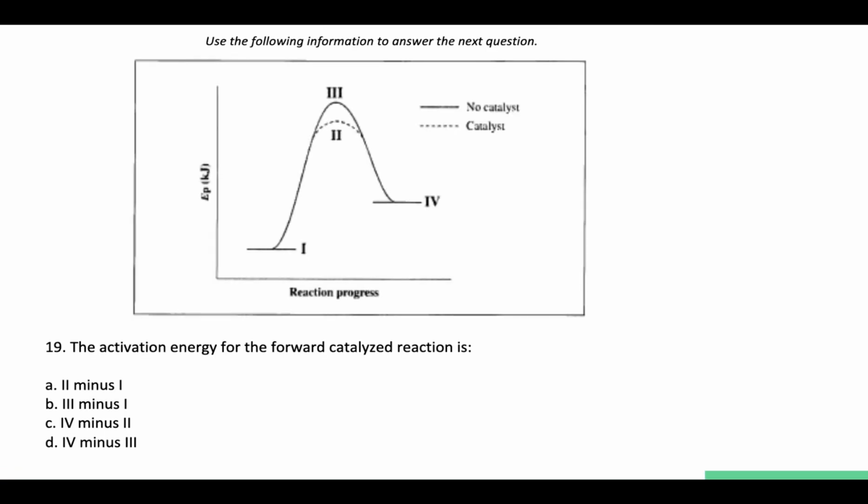Question 19, asking about activation energy for the forward catalyzed reaction. Activation energy is always reactants to the top of the hill, but if it's asking for the catalyzed reaction, then we're going to the top of the lower hill, and so that would show 2 minus 1.